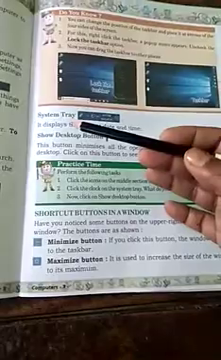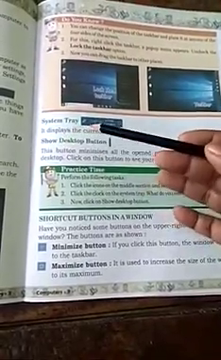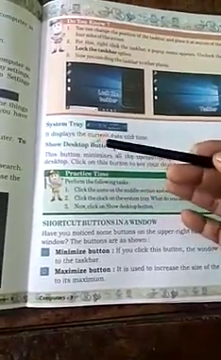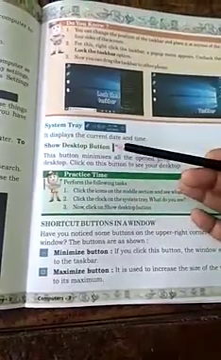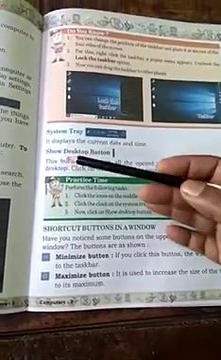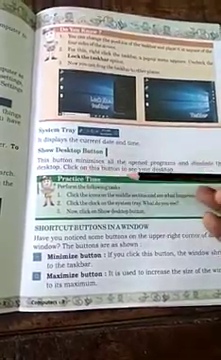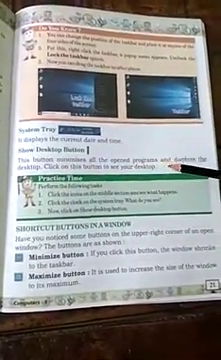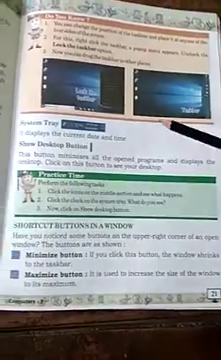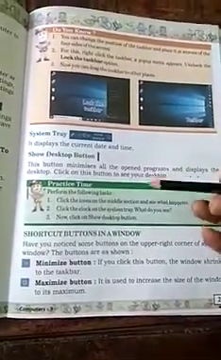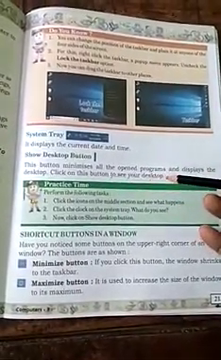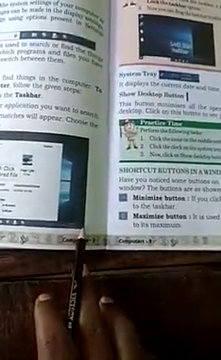Next, system tray. The next part of taskbar is system tray. It displays the current date and time. And the last one is show desktop button. This button minimizes all the open programs and displays the desktop. Click on the button and see your desktop here.